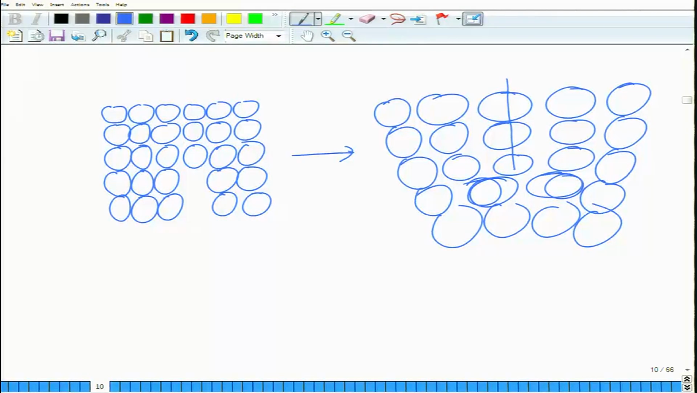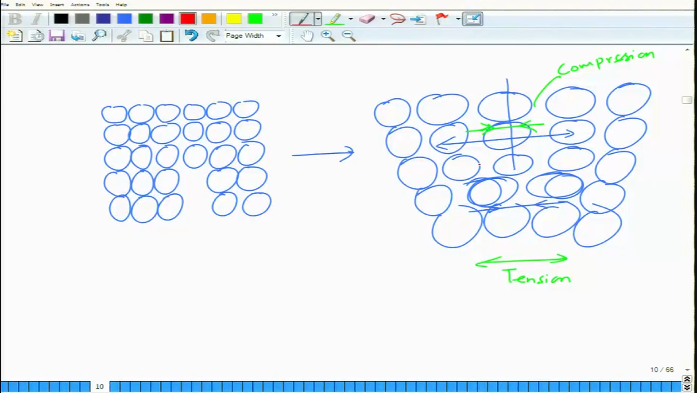This extra row of atoms has created a strain in the lattice. This part has expanded and this part has contracted. As a result, this part will be under tension and this part will be under compression. Resultant stress will be compression. Okay. And this kind of dislocation is called edge dislocation.